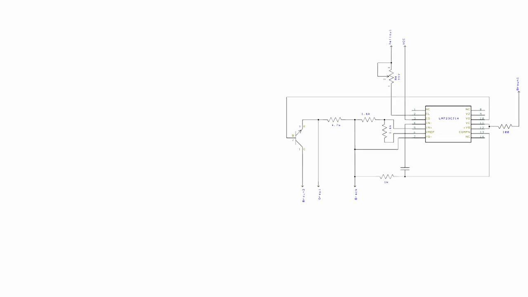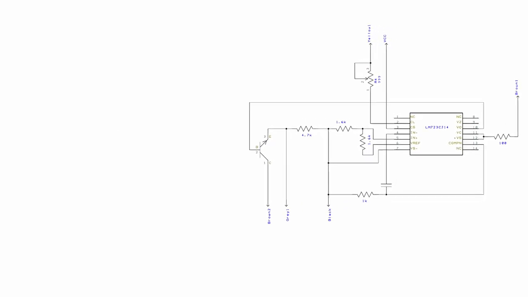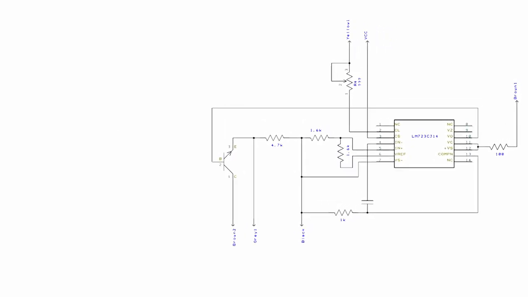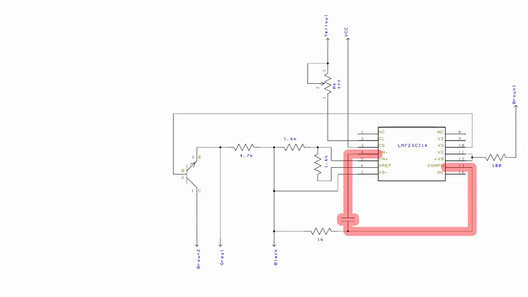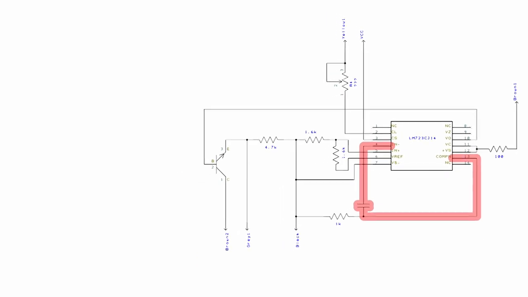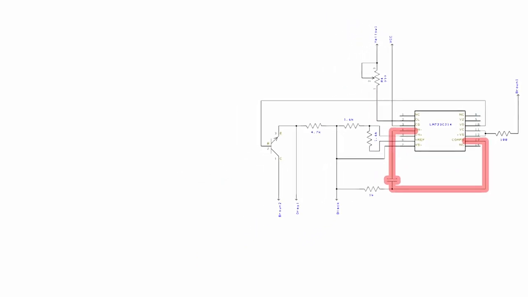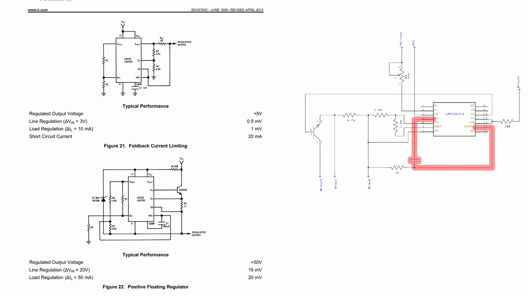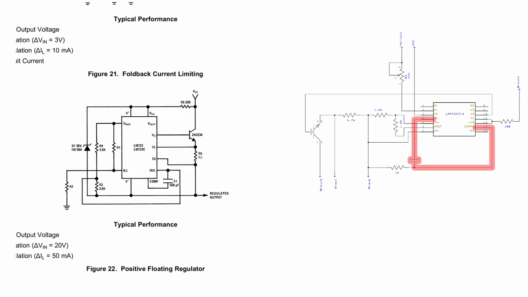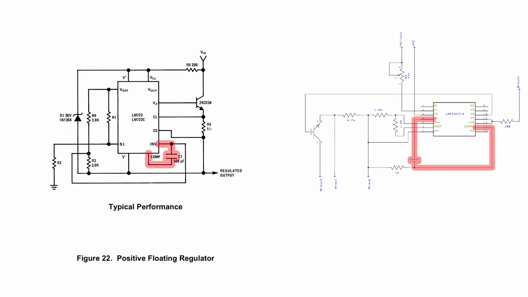I just drew it out far enough to try and get an idea of how this LM723 was being used for the 5-volt rail. So if we look at the comp pin and the inverting input pin, we can see that they're tied directly to each other through a capacitor, but they're not tied to ground or anything else. Now that was interesting, because if we look through our example circuits that are shown here, we can see that there's only one that has that set up like that, and that is the positive floating regulator.